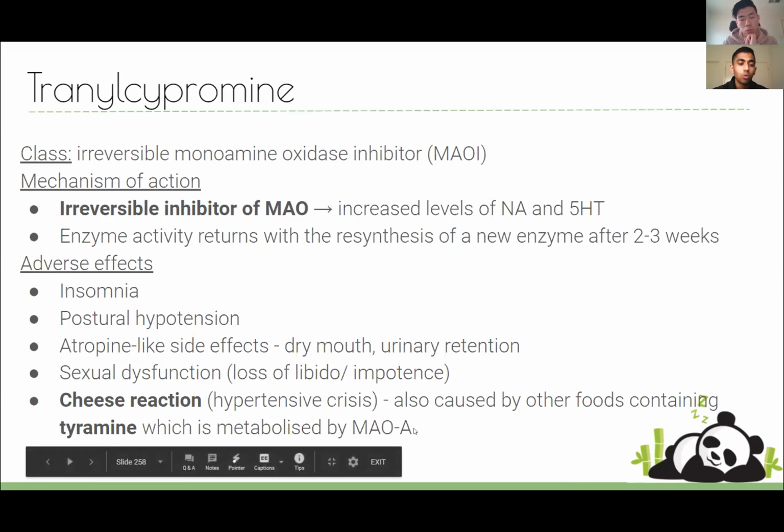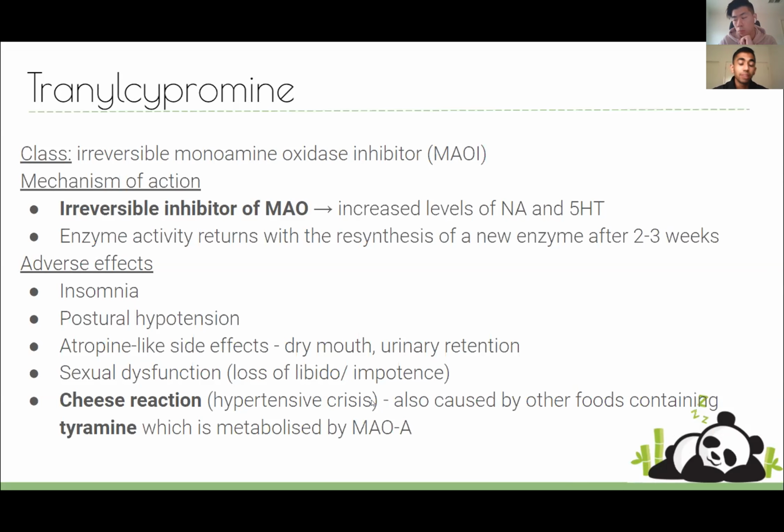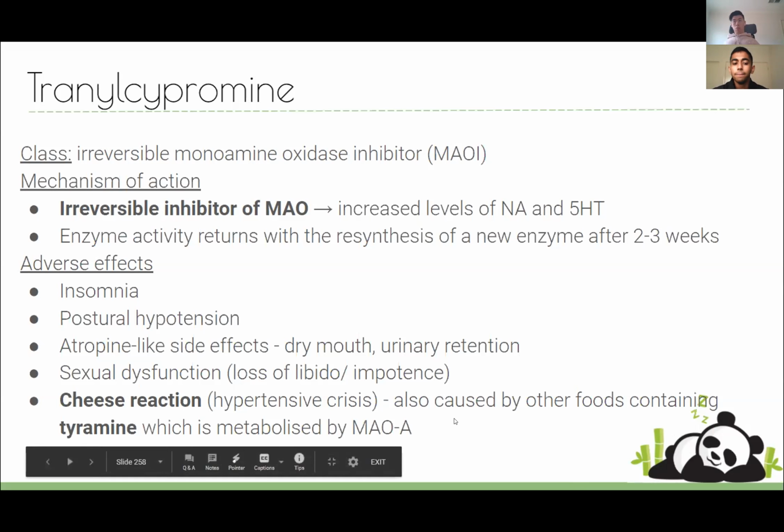The most important side effect here is that you can get the cheese reaction, so hypertensive crisis. So you can get headaches, elevated blood pressure, and focal neurology, like blurry vision, things like that, because of the tyramine in the cheese, which is also metabolized by MAO-A. So if they're all being metabolized by MAO-A, some of them are going to build up eventually.